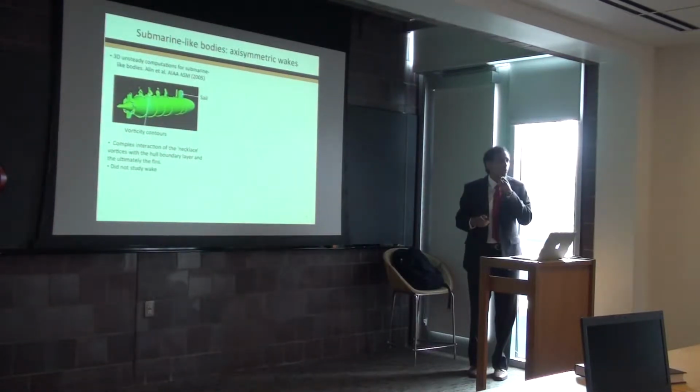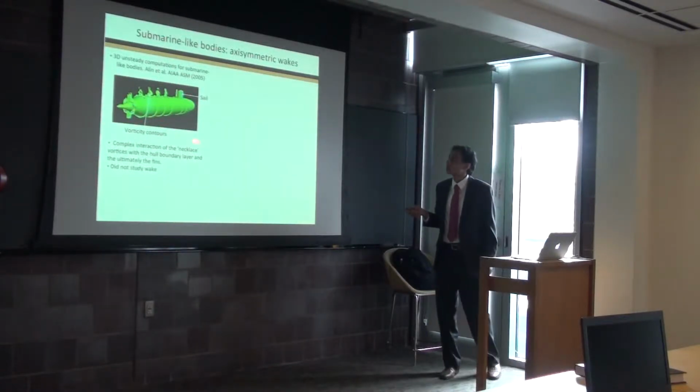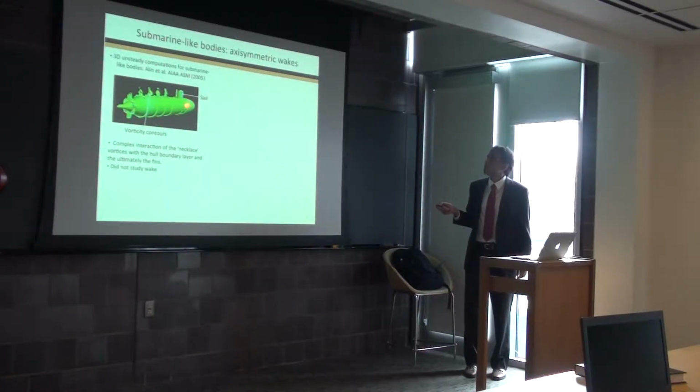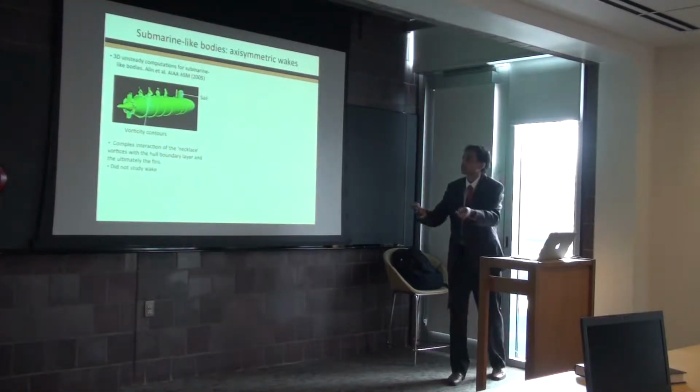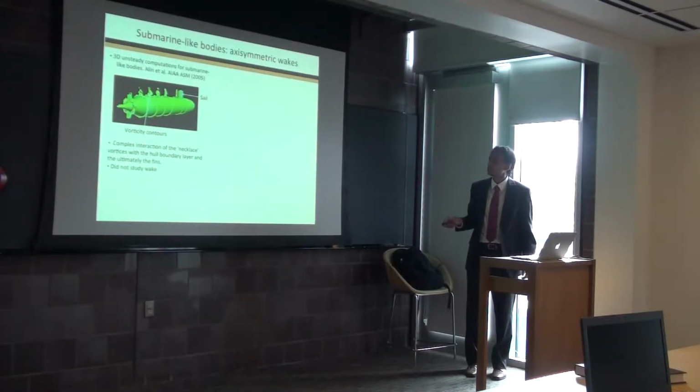A few words about what the literature, what scientists already know about submarine-like wakes. So here is a snapshot taken from Aiden et al. This is a RANS computation. You see here vorticity contours shown in the wake of the sail. So there's a complex interaction between these necklace vortices that I was talking about earlier and the hull boundary layer that grows over the body and ultimately interacts with the fins also.